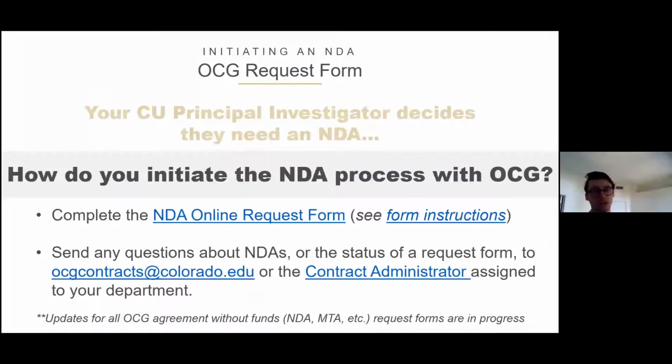Contract administrators have the ability and knowledge to determine what is relevant and what is not. When we have questions about information that was provided on the form, we will reach out to the individual who submitted the request form in order to clarify.